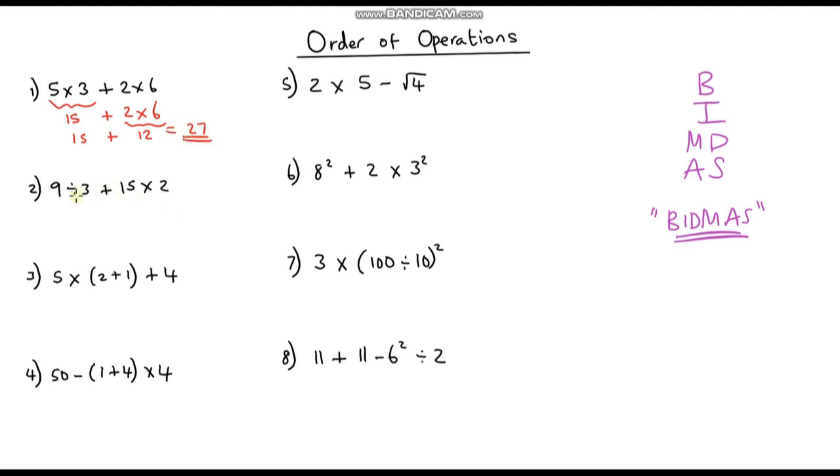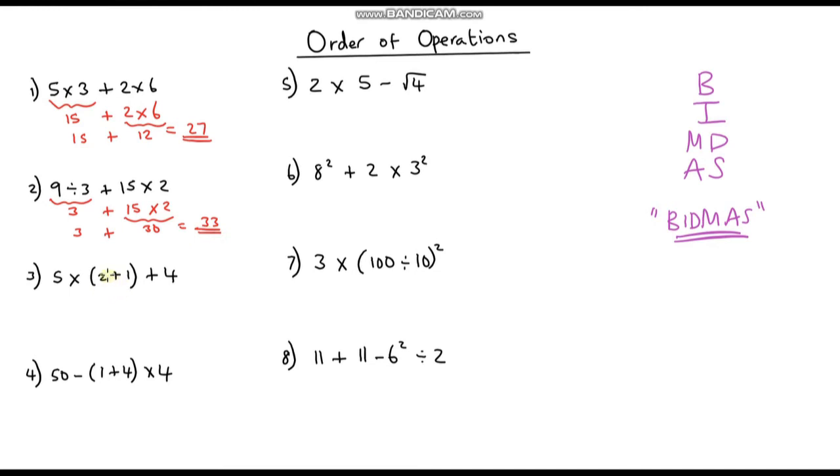Okay, the next one. We've got a division. That's our first priority because we don't have brackets or indices. And we go from left to right, so let's do the 9 divided by 3 first. That gives us 3. And then we're adding on 15 times 2. And now we do the multiplication before the addition. So 15 times 2 is 30. So we've got 3 plus 30, which gives us 33.